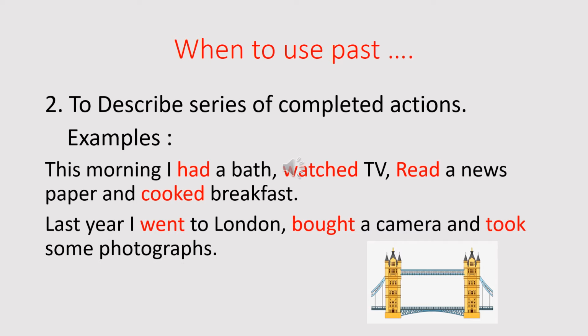The second one is to describe a series of completed actions. For example, this morning I had a bath, watched TV, read a newspaper and cooked breakfast. Last year I went to London, bought a camera and took some photographs. Here the series of completed actions are mentioned. The first one: had, watched, read, cooked. There are no helping verbs here. Only the verbs are in V2 forms. The second case: went, bought, took. These are all in V2 forms.